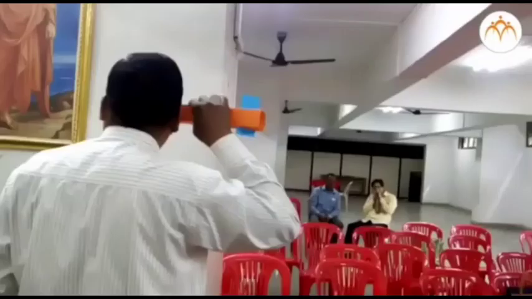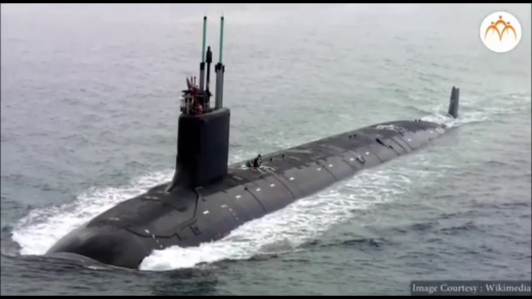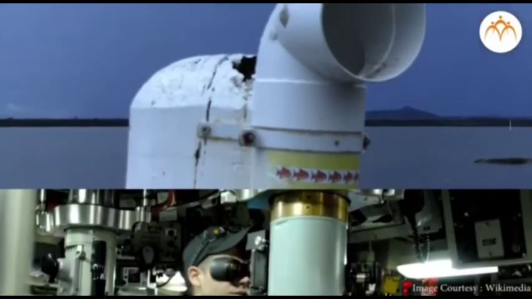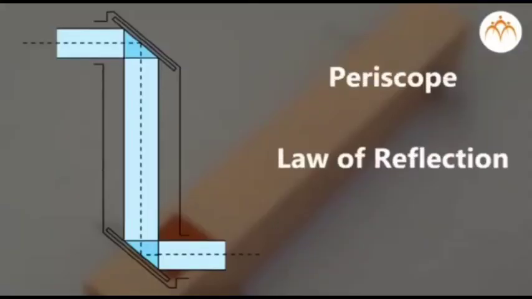A periscope lets you look around walls, corners or other obstacles. Submarines are under the sea level most of the time. Submarines have periscopes so that people inside can watch what is on the surface of water. Periscope is based on the law of reflection. It consists of reflecting mirrors at opposite ends of the tube container. It is important that the mirrors are placed at 45 degrees of angle.